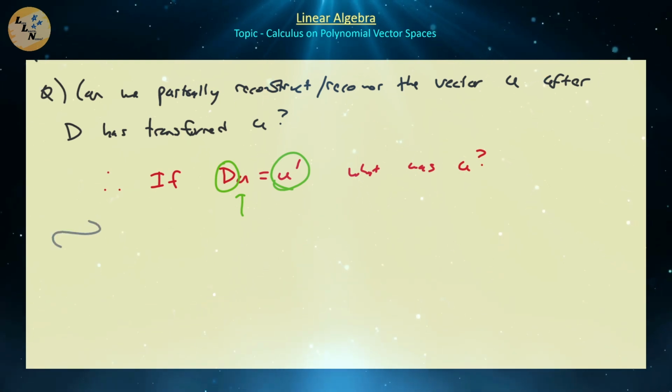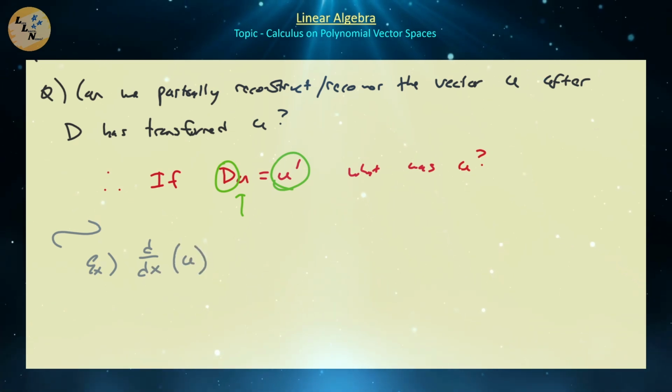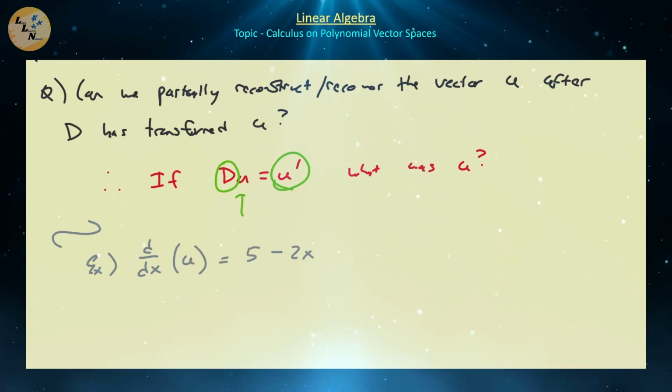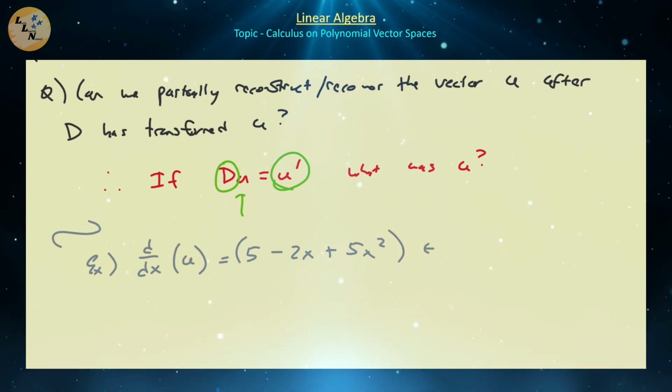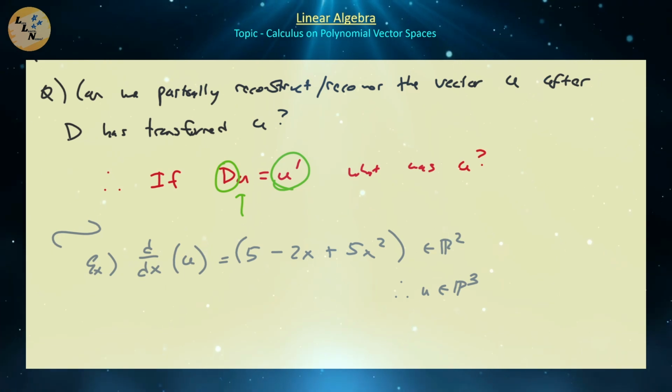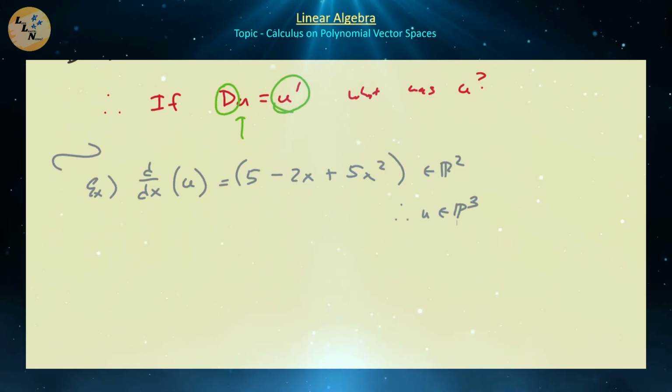Well, let's take a look at a numerical example. If we take the derivative of the vector u, and we get 5 minus 2x plus 5x squared, we clearly see that this polynomial belongs to P2. So where does that imply that u belongs? If the derivative sends P3 to P2, and we have an output vector in P2, that means the vector u must belong to P3, because D is a homomorphism from P3 to P2, right?